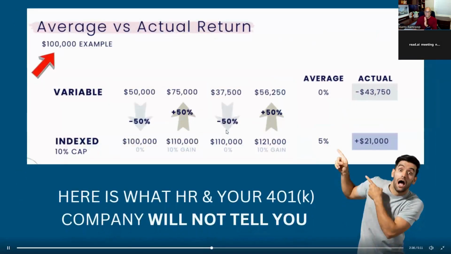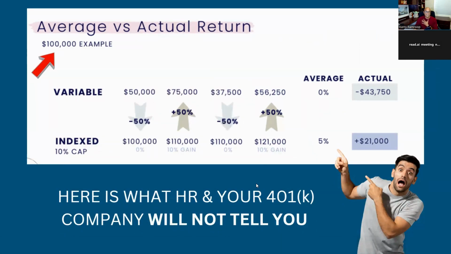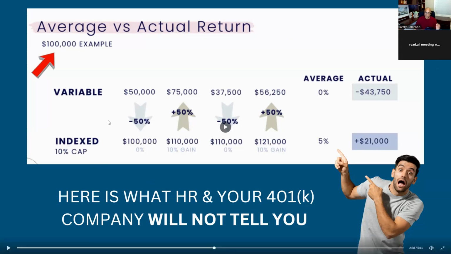So you could think about that, and just remember one of the major takeaways that I want you to have is that your average is not the actual return. I spoke a little bit about this. If you have 100,000 in a variable account, whether it's stocks or a 401k, and it drops by 50%, you end up with 50,000. If you're in an index account and you start at 100,000 and the market drops by 50%, your loss is zero, it's protected. Now, if it goes up by 50%, you get 75.